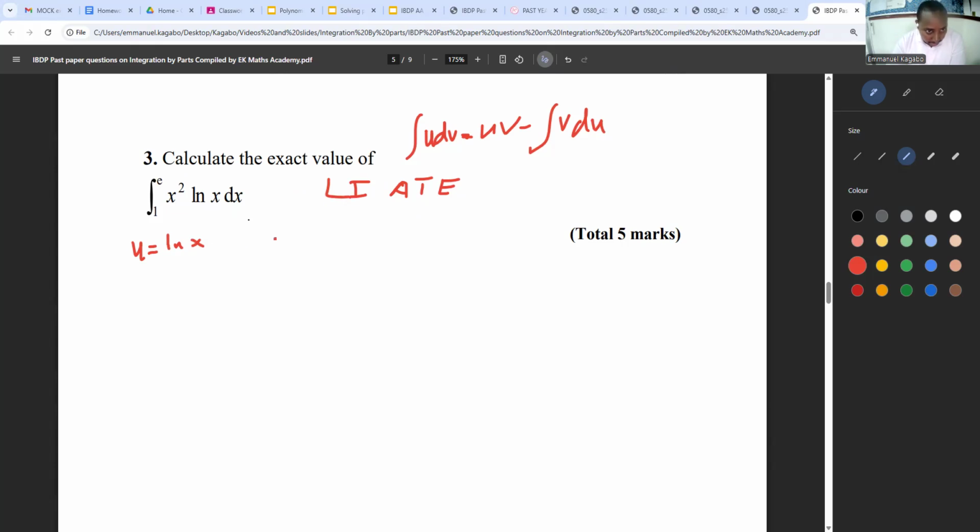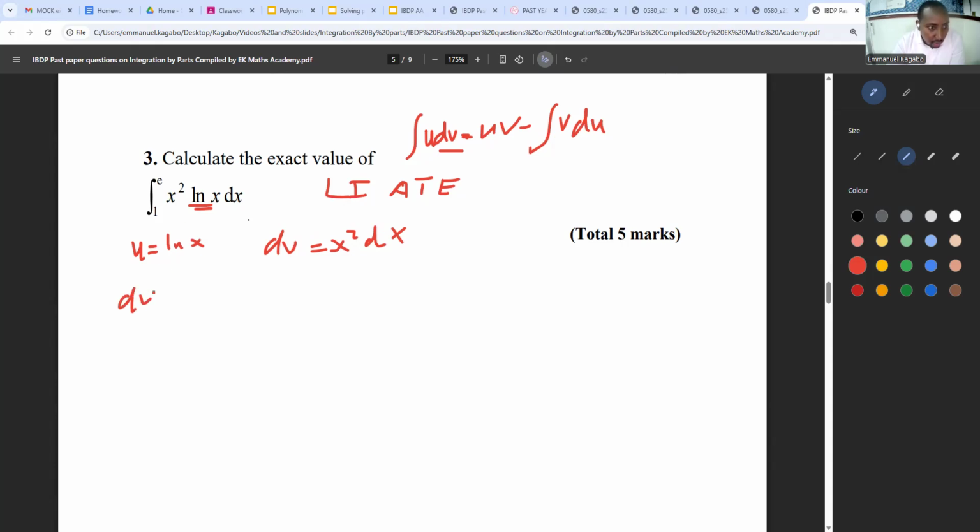Very good. And then dv is going to be x squared dx. Now, after writing this, this is the formula I have to use. I've already got dv, so I have to get u and v. I have u, but unfortunately I don't have v, so I need to find v. To find v, I have to integrate this. To get du, I have to differentiate.